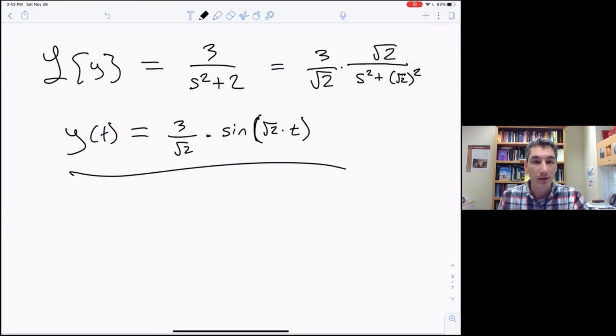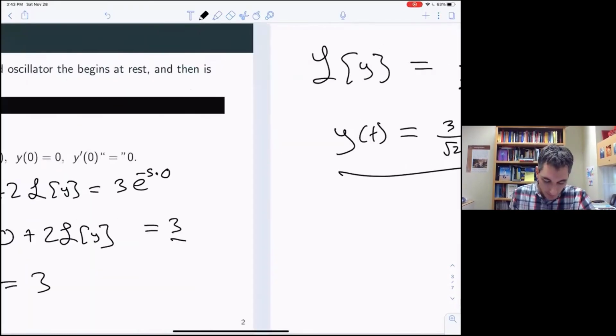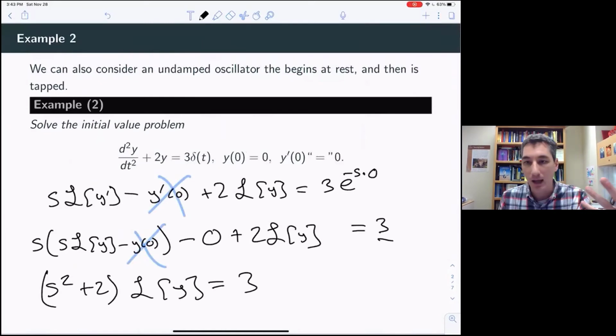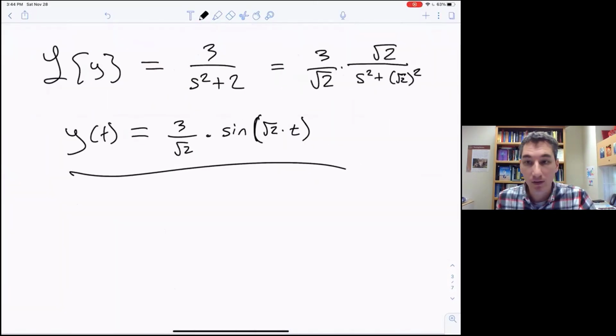Okay, so it's basically a sine function. Of course, if you go back to the original differential equation, it was undamped. So we should have expected sine or cosine. The characteristic equation was s squared plus 2, so sine of root 2t makes sense. And then that 3, that just kind of scaled it.